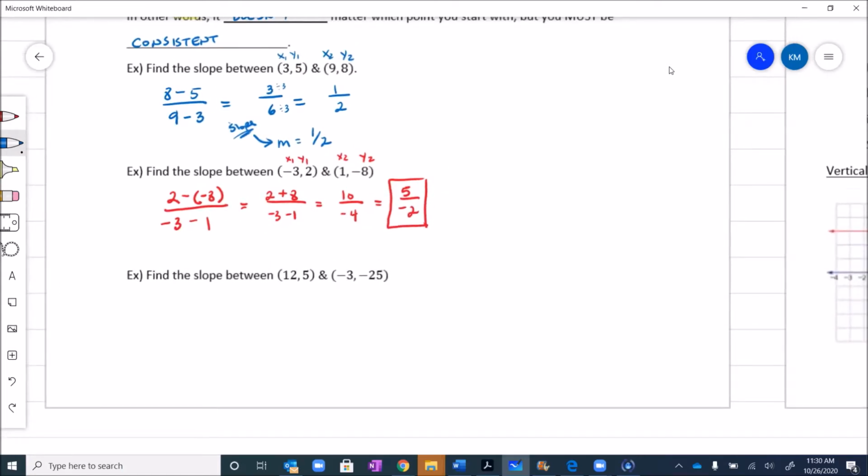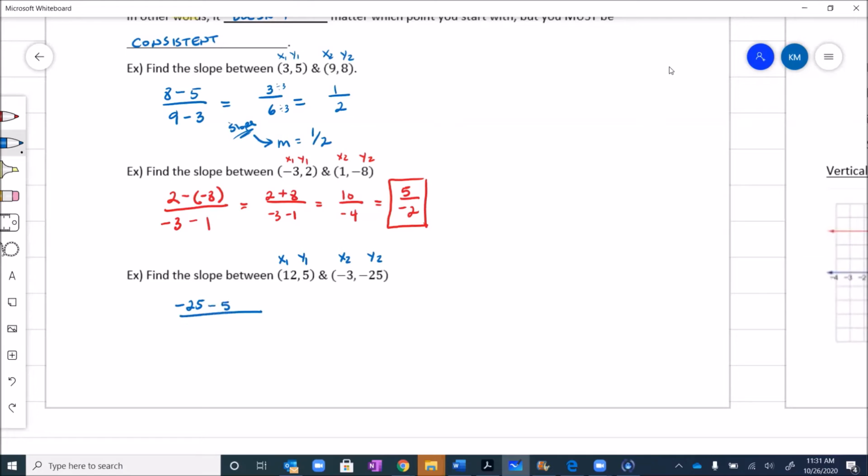Last one here on this page says find the slope between 12, 5 and -3, -25. Again, I'm going to label my points x1, y1, x2, y2. I'm going to start with this, so I can say negative 25 minus 5.